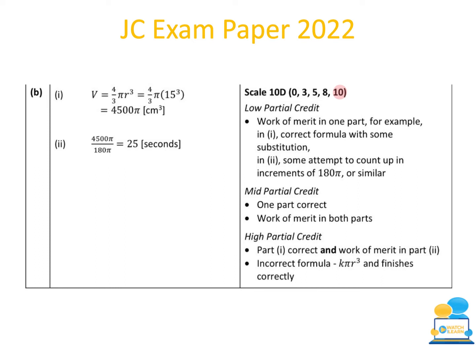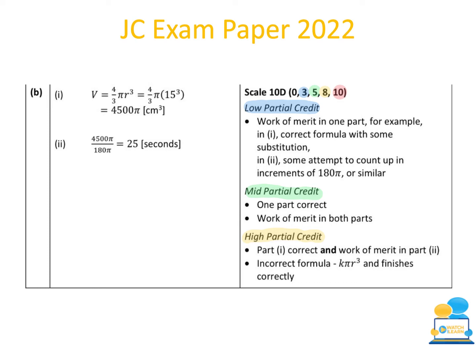So you have a low partial credit, which would give you 3 marks. You have a mid partial credit, which would give you 5. And then finally you have a high partial credit, which would give you 8. And then you have your 0 if you didn't attempt the question maybe, or you didn't get anything, to give you a low partial credit, and you have your 10 marks if you got everything correct.